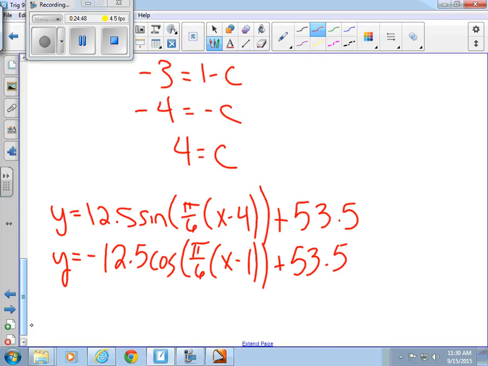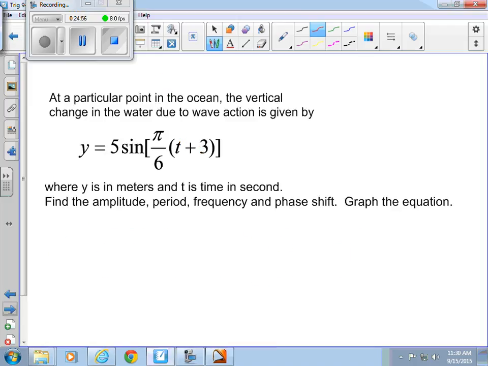Okay. At a particular point in the ocean, the vertical change in the water, the wave action, is given by this function where y is in meters and t is in time, in seconds. Find the amplitude, period, frequency, and phase shift.